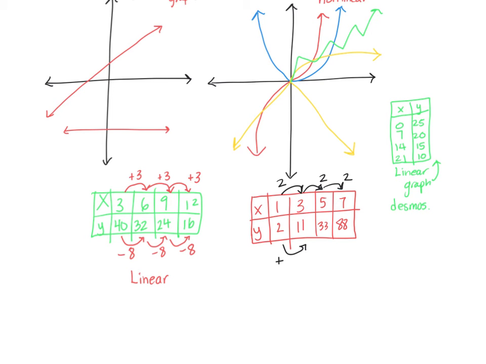So 2 plus what is 11? 2 plus 9. 11 plus 22. And then 33 plus 55 is 88. So this is not a constant. It's not constant in the amount that we're adding or subtracting each time. So this is an example of a non-linear table.